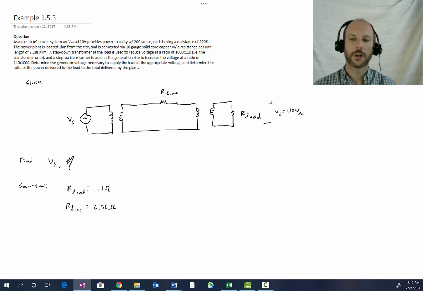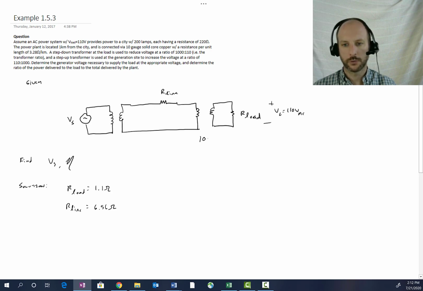Oh, I forgot, we also in our circuit model need to identify what the transformer ratios are. So at the load we had a step down transformer, which means it decreases the voltage from 1000 volts down to 110 volts. And at the generator we had a step up transformer, which increases the voltage from 110 to 1000. We're going to start at the load and work backwards in this problem.